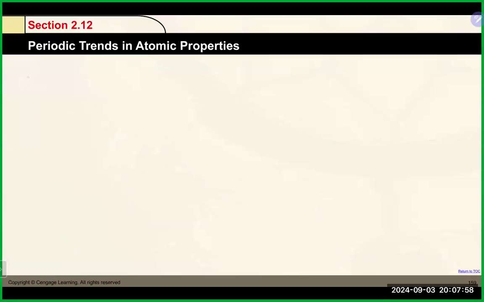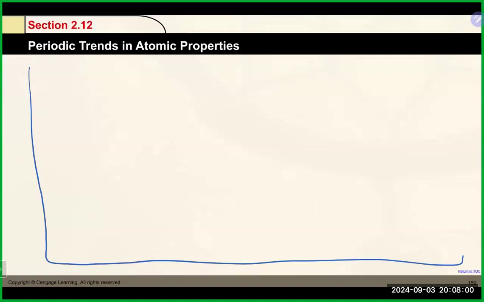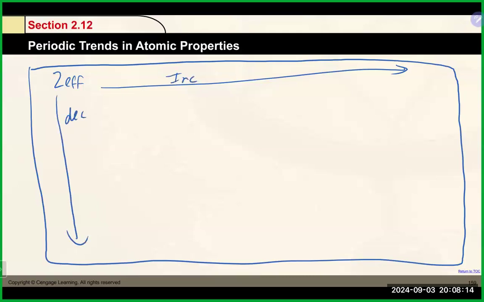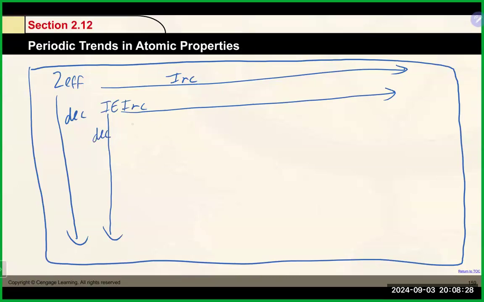So if we take a look at a periodic table and we think about all of the trends that we talked about, we have the effective nuclear charge increasing as you go this way, decreasing as you go this way. We have our ionization energy increasing as you go this way, decreasing as you go down. We have our electron affinity increasing as you go up and to the right, decreasing as you go down.